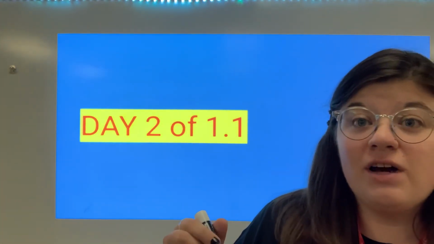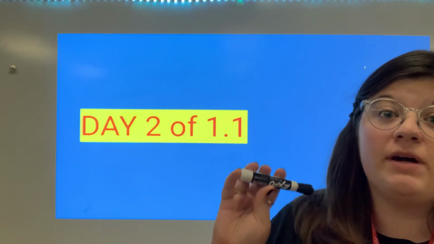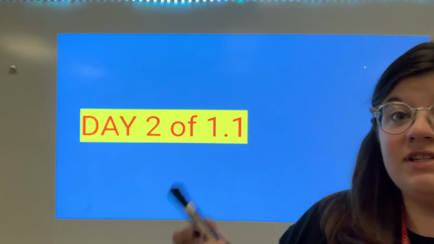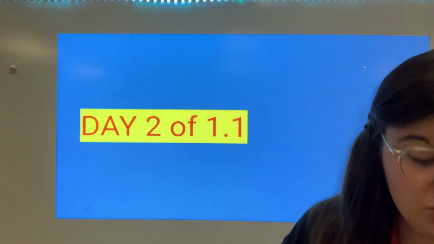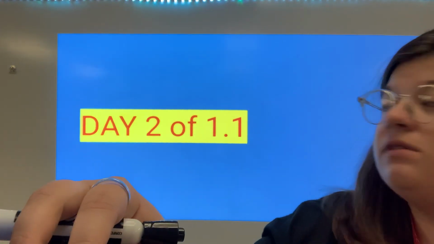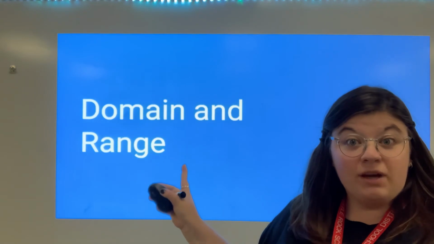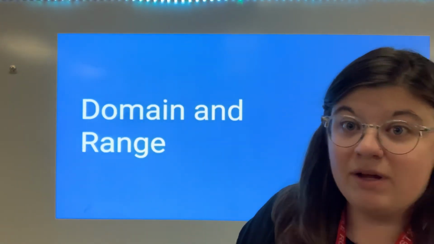When we talked on Thursday, we did the first part of 1.1 where we talked about writing intervals in different ways, in different notations. Now we're going to use those intervals. Let's talk about domain and range and behavior in about 10 minutes.